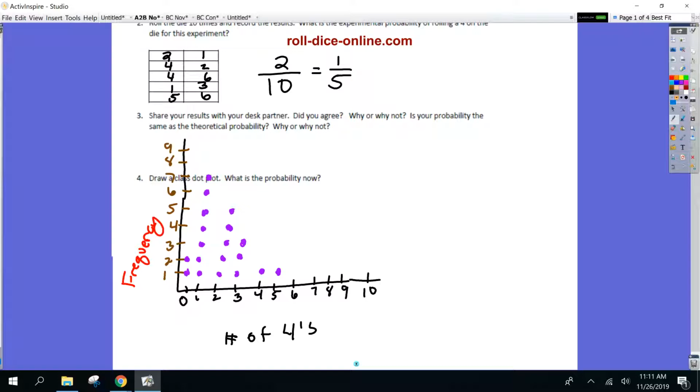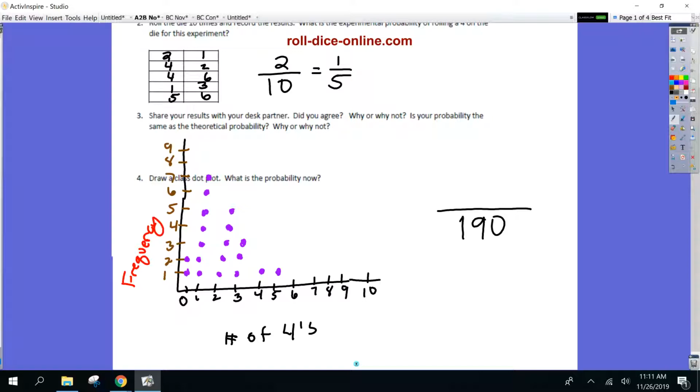All right. So now let's find our probability we get a 4. Let's see. First, we've got to figure out how many times we rolled total. Each of us rolled how many times? 1, 2, 3, 4, 5, 6, 7, 8, 9, 10, 11, 12, 13, 14, 15, 16, 17, 18, 19. So how many total rolls here? 190. So out of 190 rolls, now looking at our dot plot, how many 4s did we get?